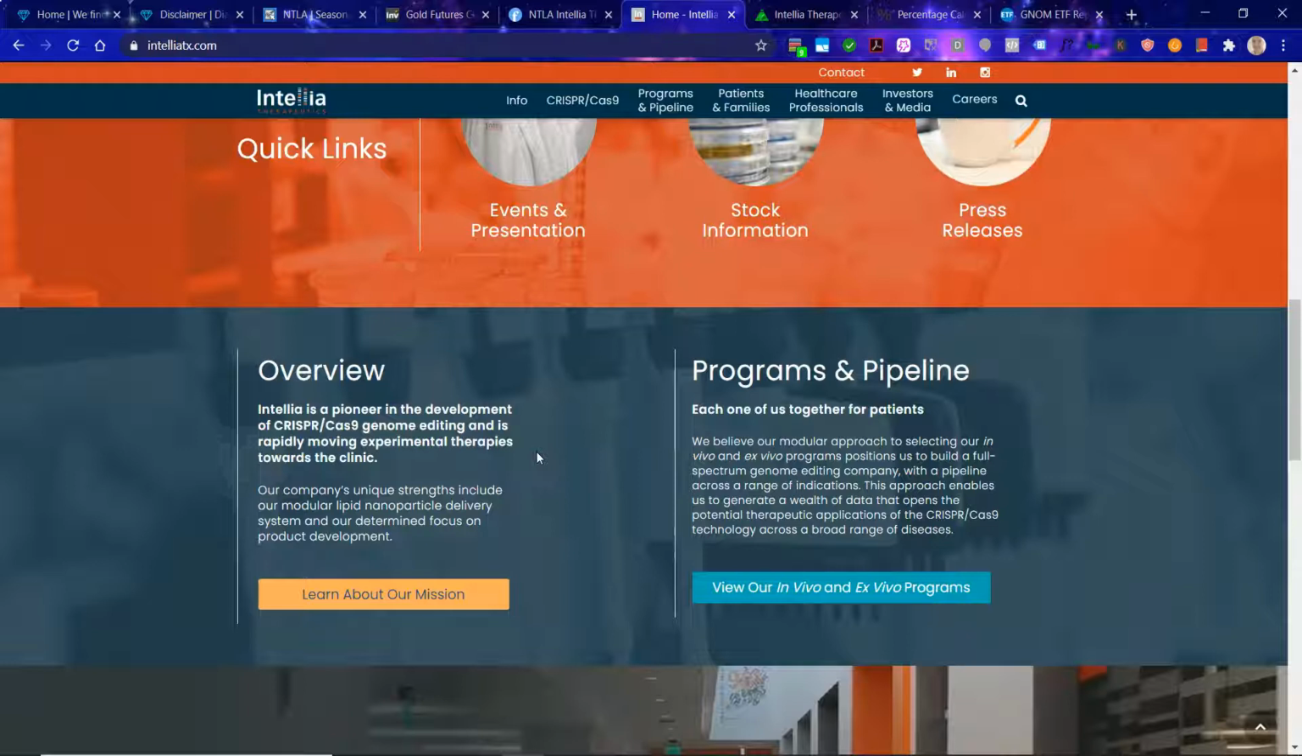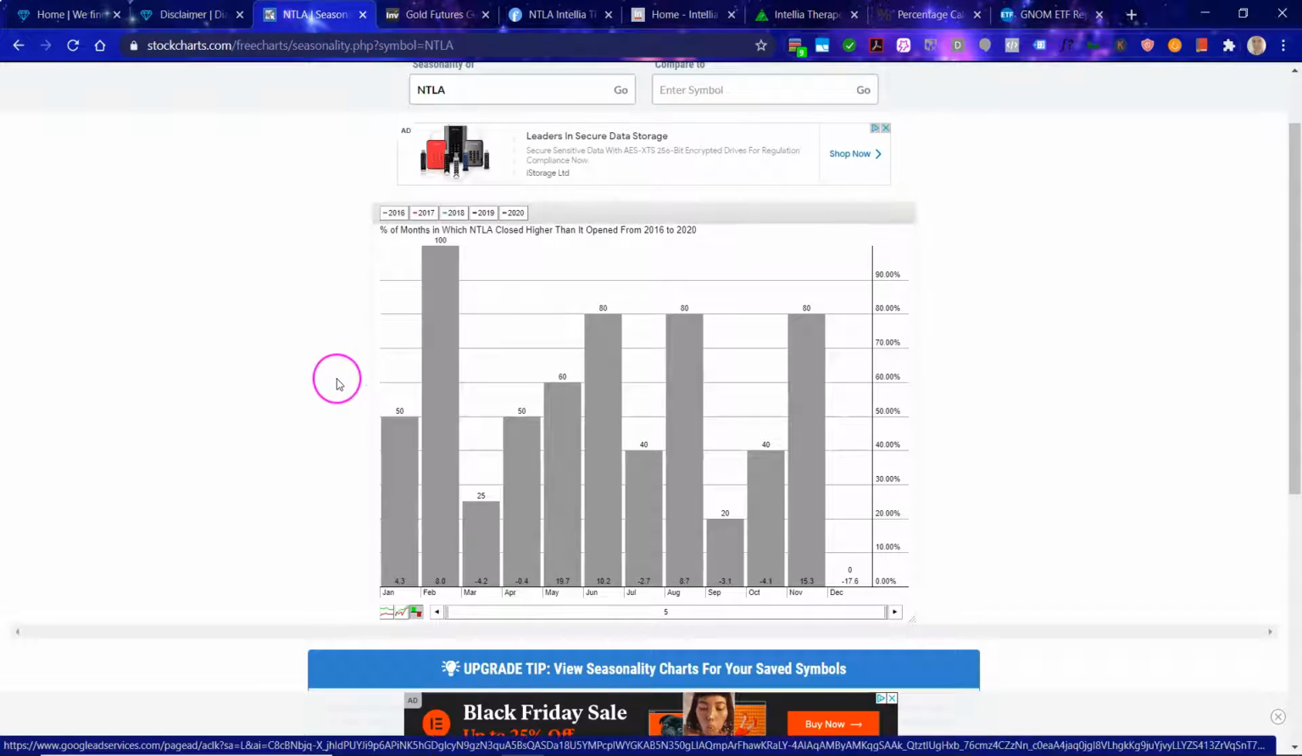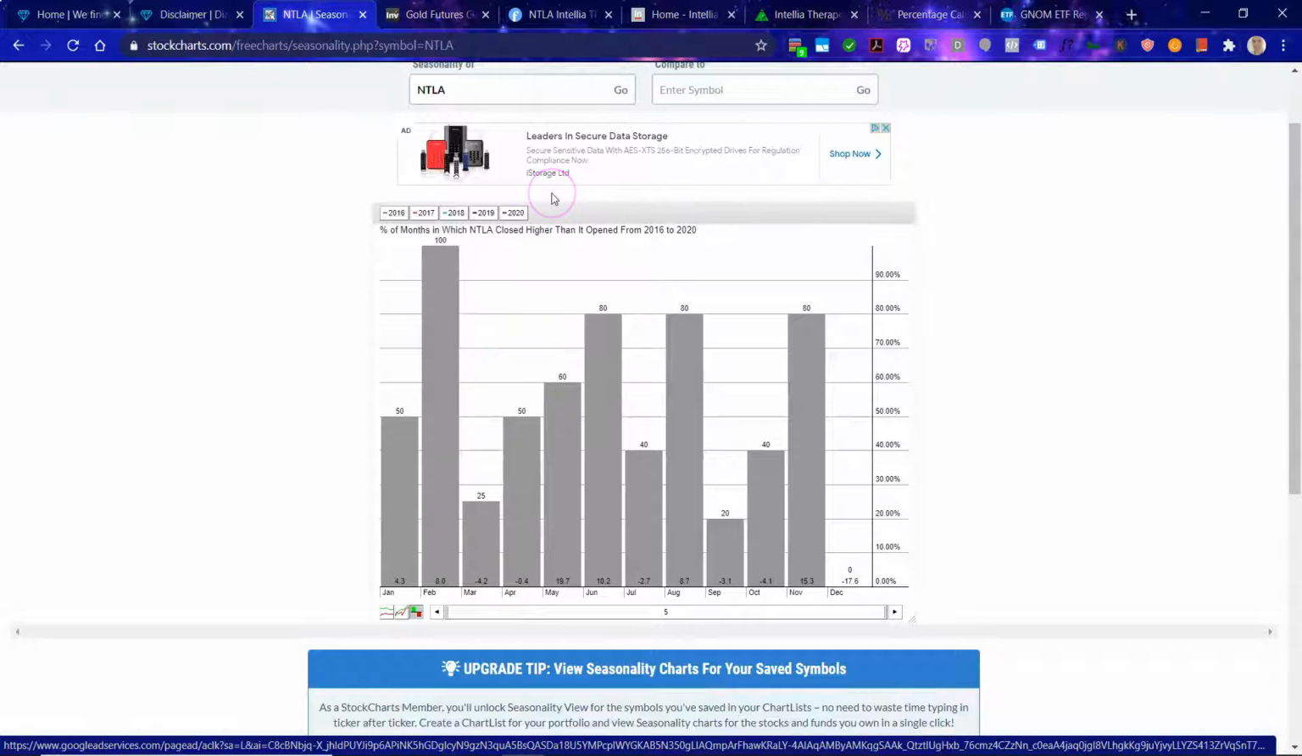So this whole area of genetic engineering is one of the most exciting megatrends on the horizon. The thing is that if we look at the seasonality for this stock, we don't have that many years of data, only five. Based on the five, we do see that December is the weakest month, while February is the strongest, but we do not really have that much data here. So we need to be very, very careful about drawing any conclusions.